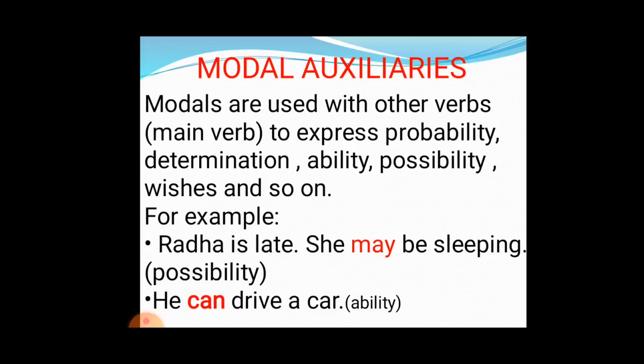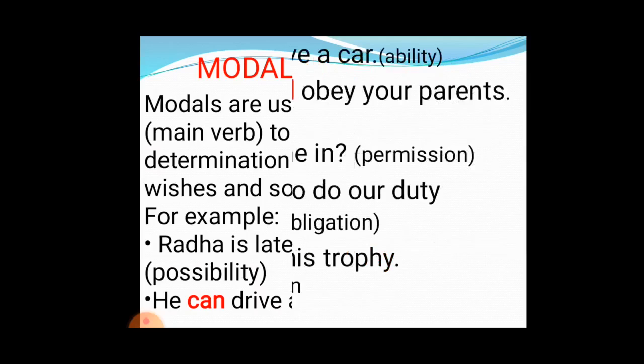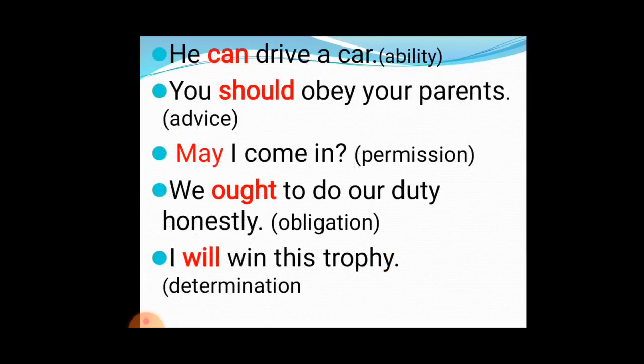He can drive a car. Now here there is ability. Can. He can drive a car. So there is an ability of the person that he can drive a car. Let's see more examples. You should obey your parents. This is advice. Advice is being given that you should obey your parents. Then, may I come in? This is a permission. We ought to do our duty honestly. Now here it is obligation. I will win this trophy. Here it shows determination. The will shows determination here.